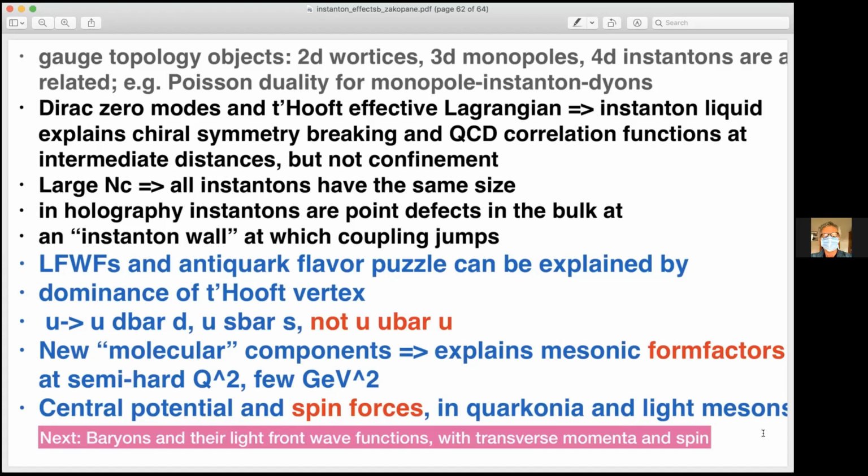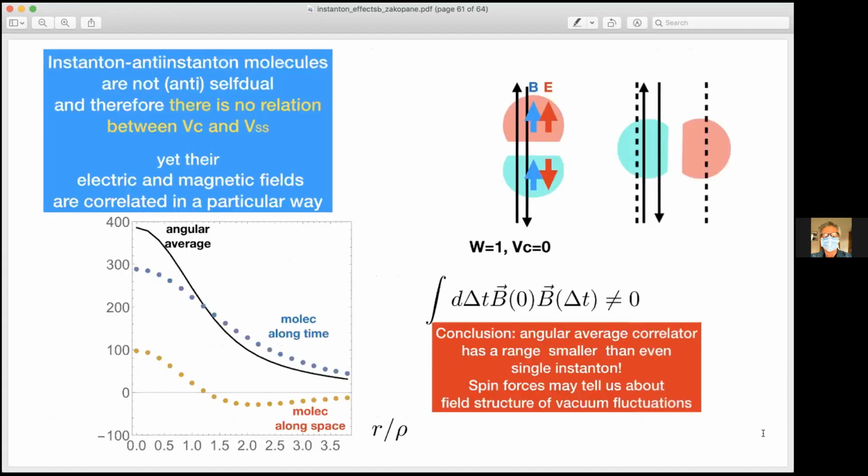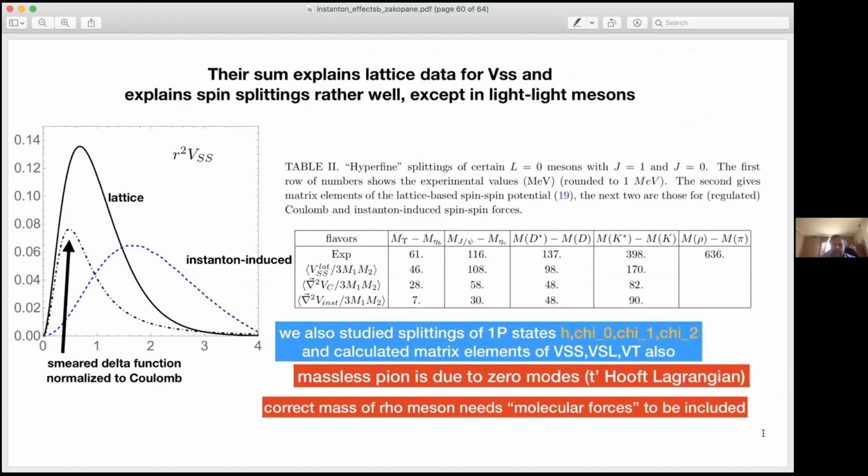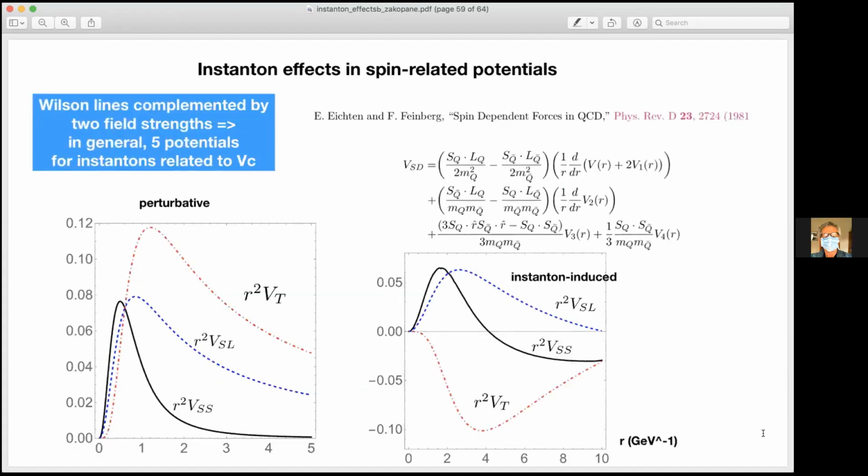Can you show this slide where you have these potential spin potentials? Yes. One more, backwards, I think. Yes, this one. So how should I understand this? Do you have to add them or somehow match them?